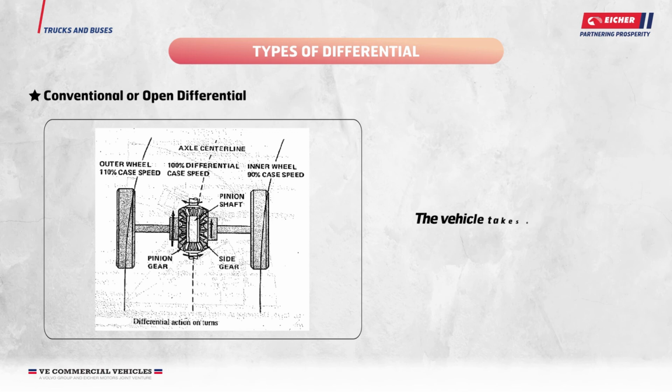Vehicle takes a left turn. While taking a left turn, the right wheel should rotate at a higher speed. By comparing with the previous case, it is clear that if the spider gear spins in the opposite direction, the right side gear will have a higher speed.